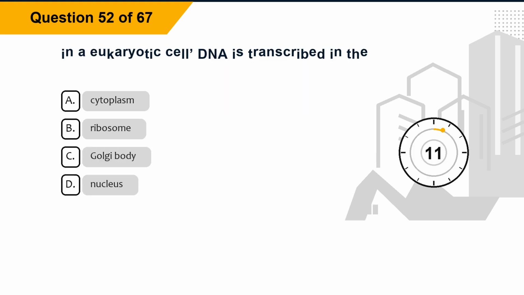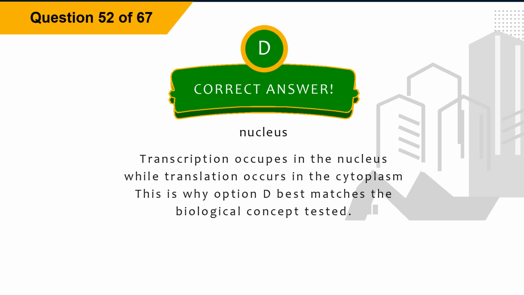Question 52. In a eukaryotic cell, DNA is transcribed in the Option A, cytoplasm. Option B, ribosome. Option C, Golgi body. Option D, nucleus. The correct answer is option D, nucleus. Explanation. Transcription occurs in the nucleus while translation occurs in the cytoplasm. This is why option D best matches the biological concept tested.